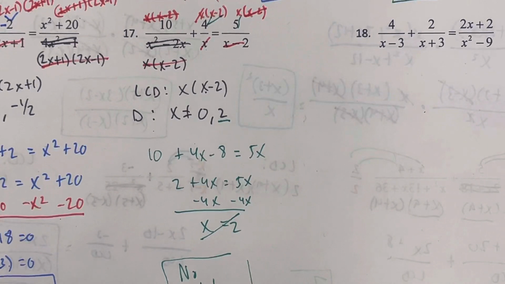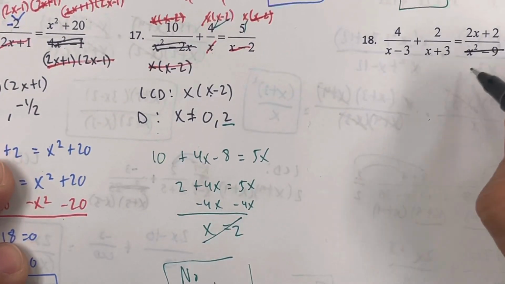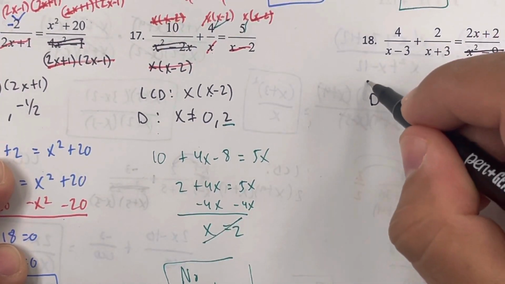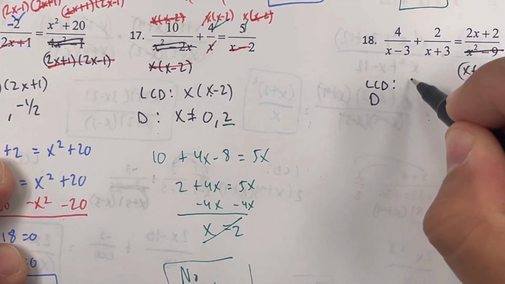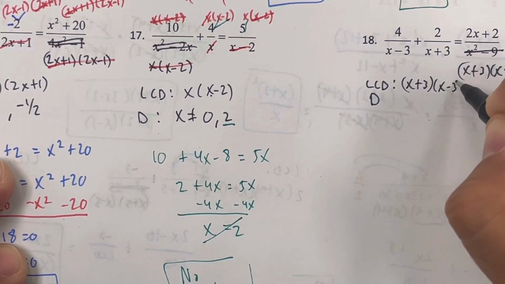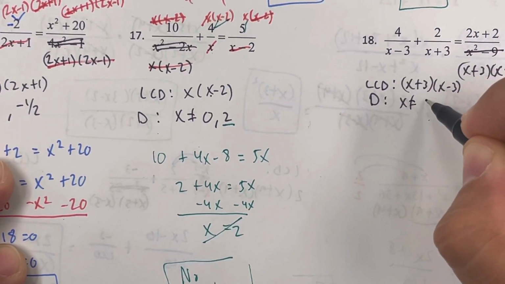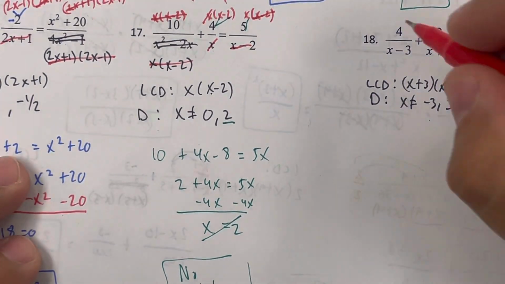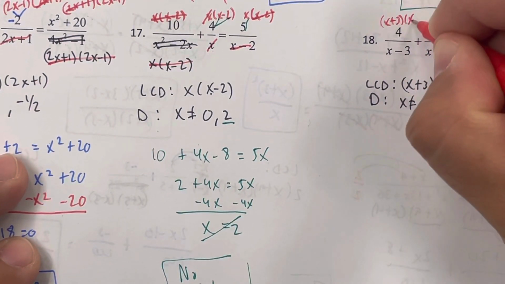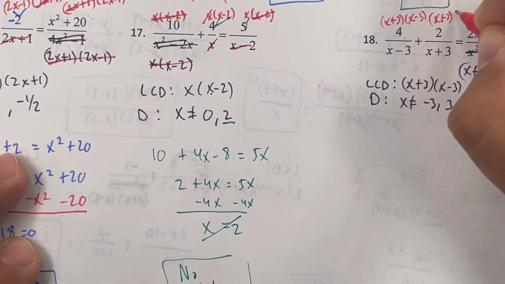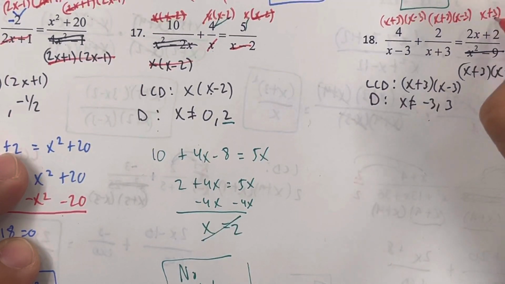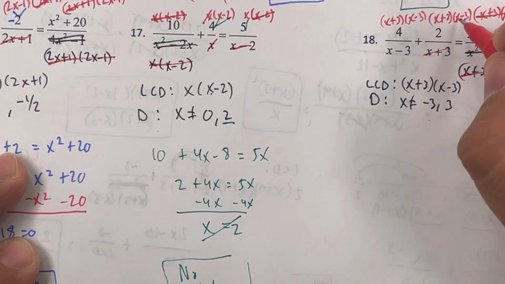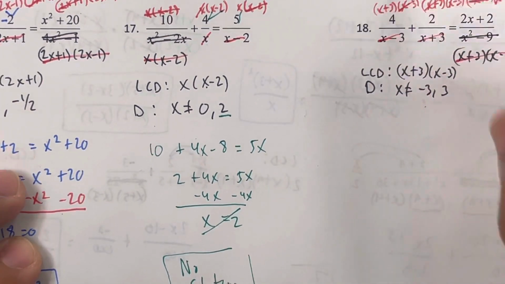All right. And then for this last one here, this factors to x plus 3, x minus 3. So my LCD, 2 of them have x plus 3, 2 of them have x minus 3. Domain restriction, x cannot equal negative 3 or positive 3. So we're going to put the LCD above each one. So in the last one, everything cancels. The second to last one, x plus 3, and the first one, x minus 3.